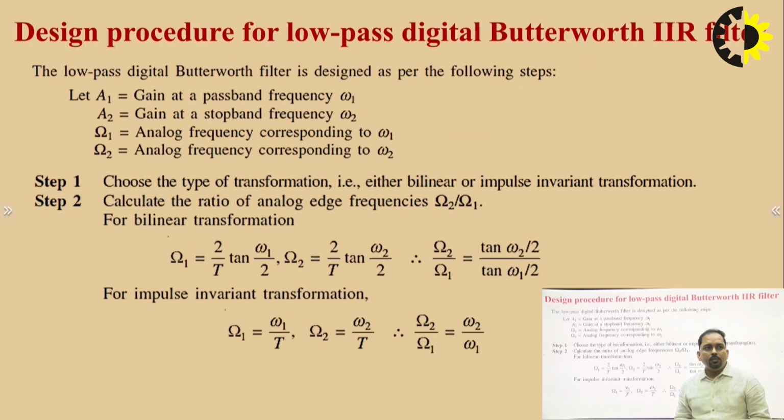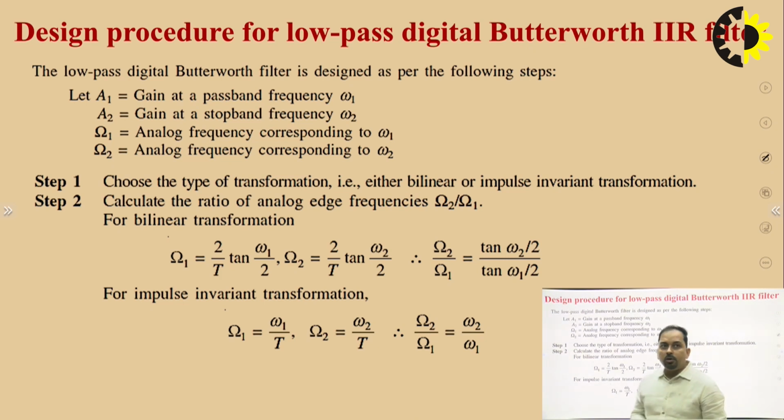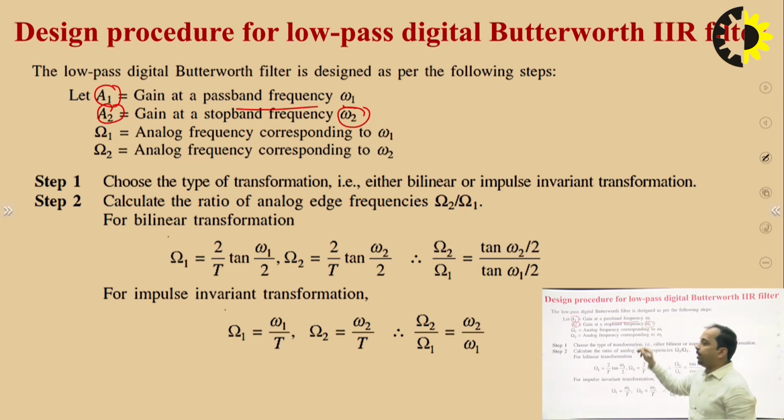Now we'll see a very, very important part: what is the design procedure for a low pass digital Butterworth IIR filter. First we'll start with the frequency specifications of a low pass digital Butterworth filter. So first we have A1 and A2. They are the gains at the passband frequency, which is omega 1, and similarly A2 is the gain at the stopband frequency, which is called omega 2.